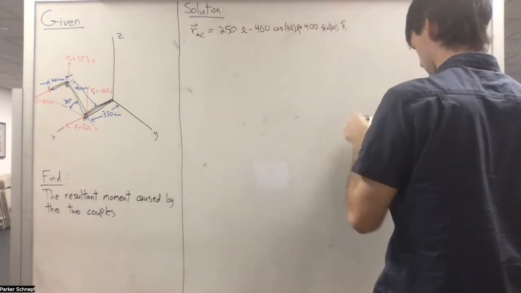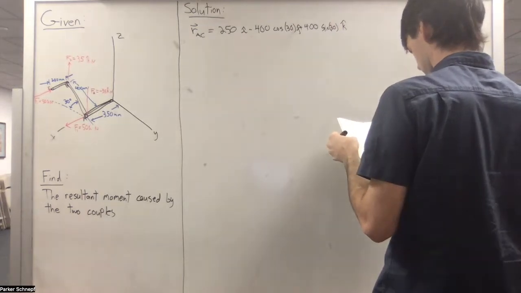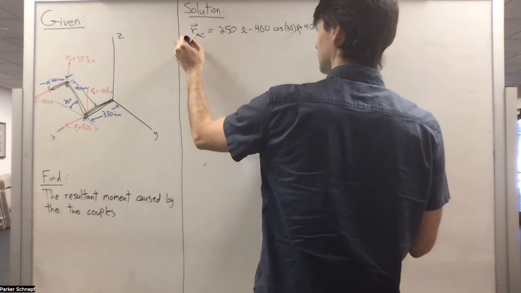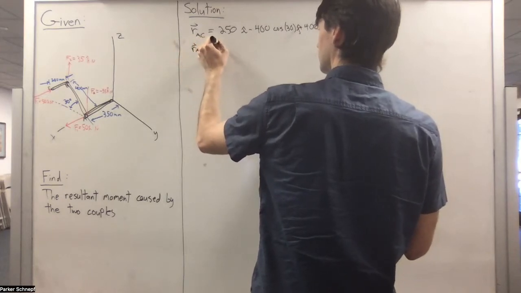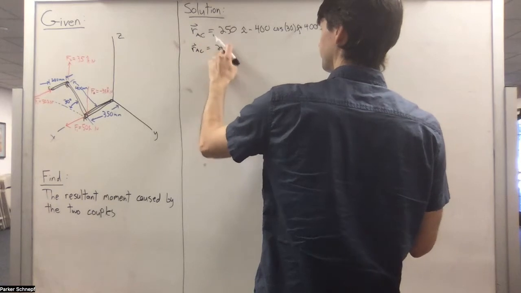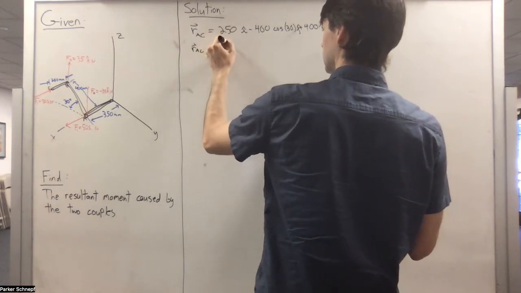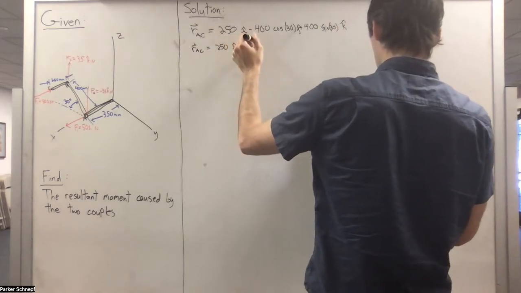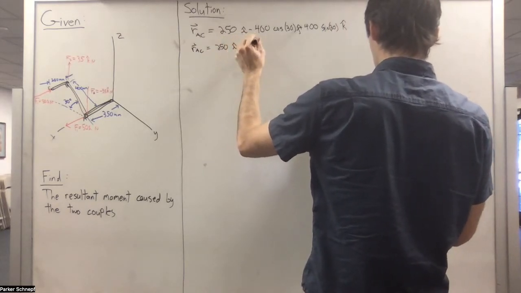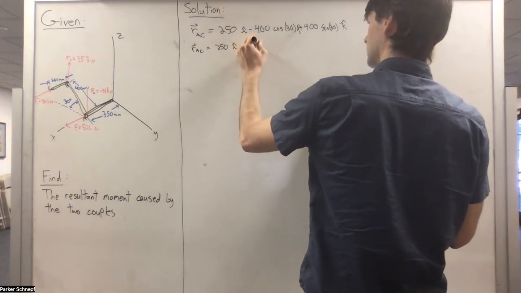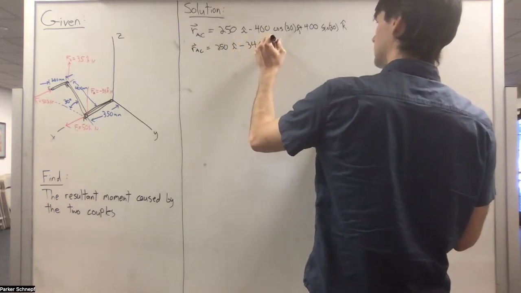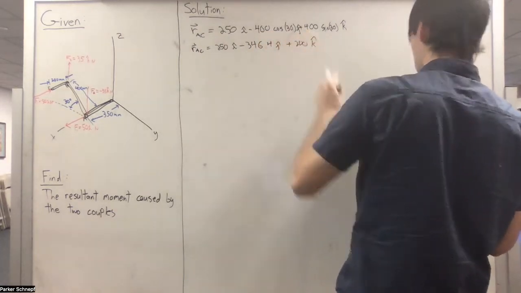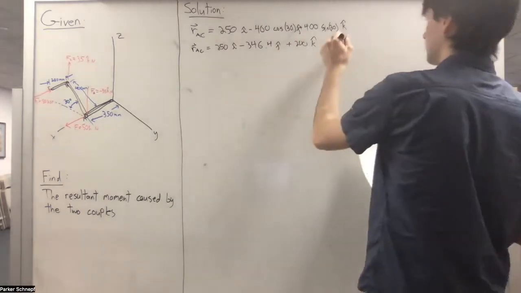And so if I simplify that down, I get R_AC equals x minus 346.4 j plus 200 k. Call that 1.